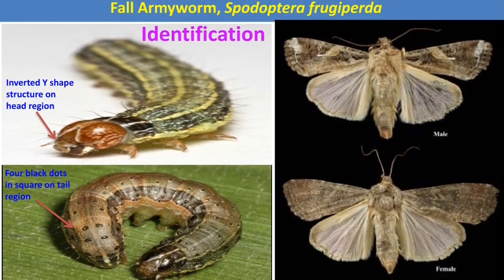Then the next pest is fall armyworm, and this is nowadays the major and new invasive pest in most of the cereal crops. The species is Spodoptera frugiperda. There are two identification marks on the body of the larva of the fall armyworm. At the head region, there is an inverted Y-shaped structure, and on the tail region, there are four black dot spots in a square form. And in the right side picture, these are the male and female moth of Spodoptera frugiperda.